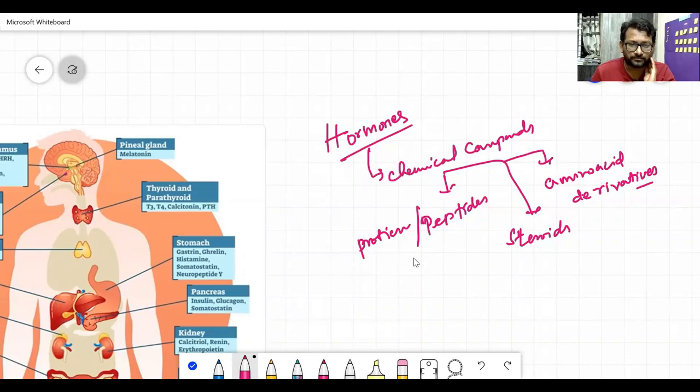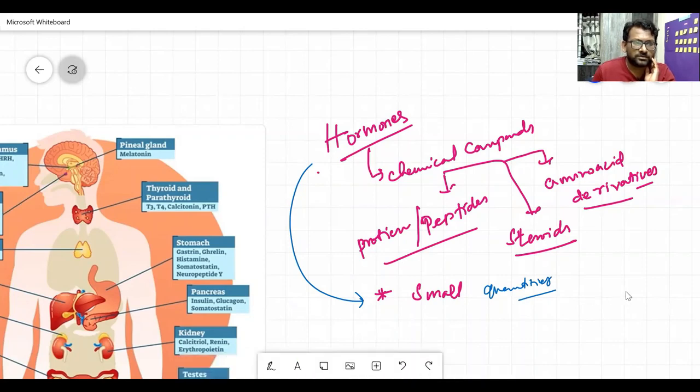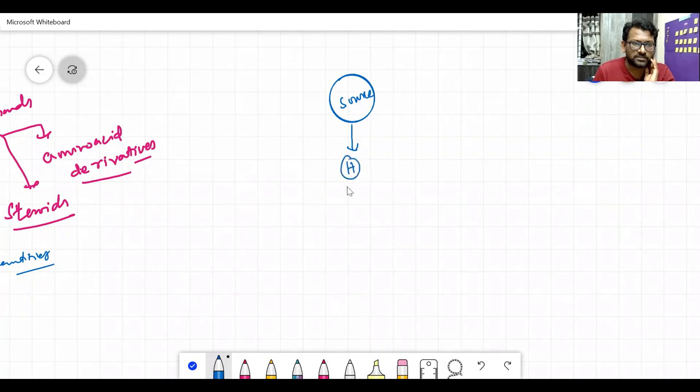For example, insulin. And we have steroid hormones, and we have peptide hormones. They will be released in very tiny, very small quantities. What are the characteristics of hormones? They are released in small quantities. You need to remember that there would be a source organ, and a hormone will be released, let's say it's H, and it will have a target tissue or organ.